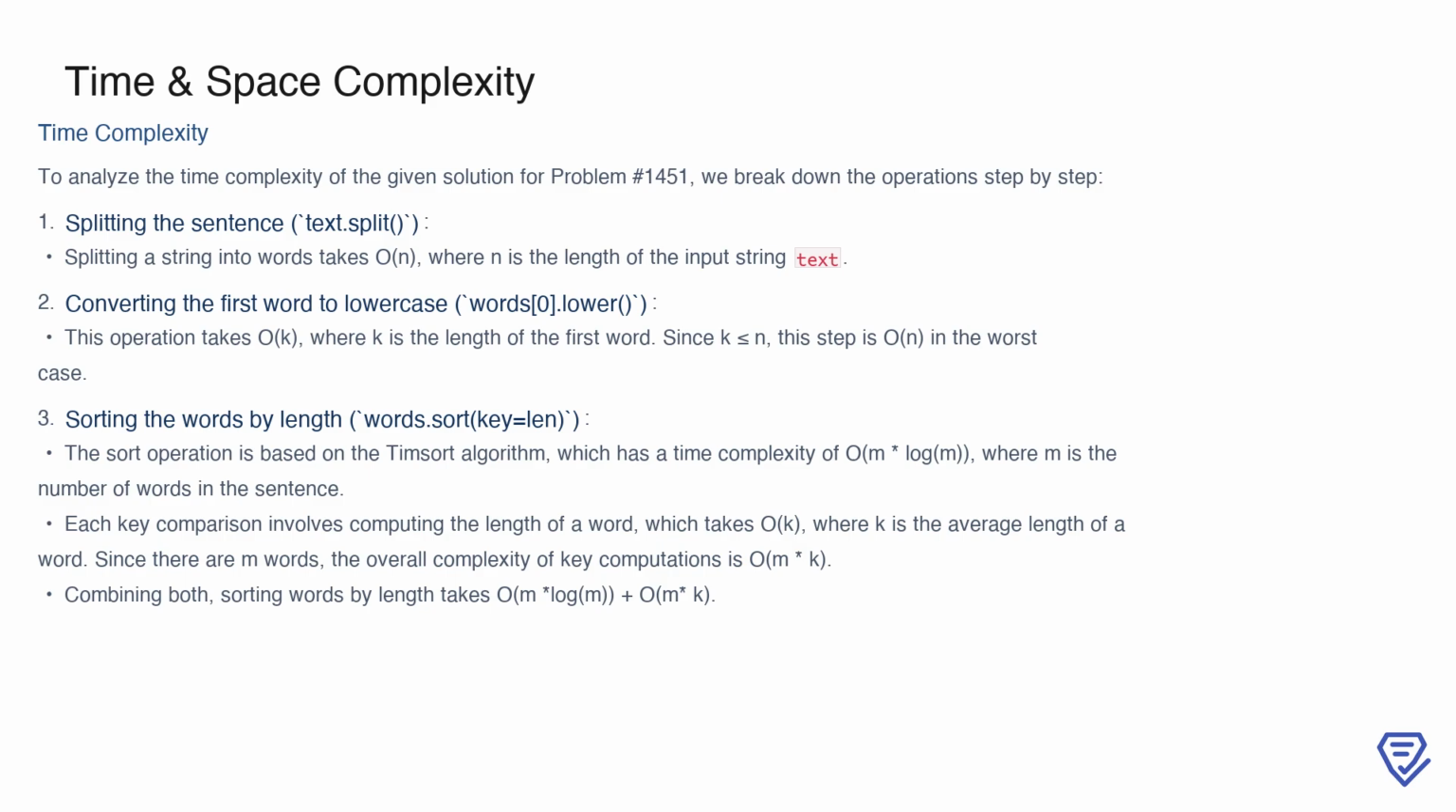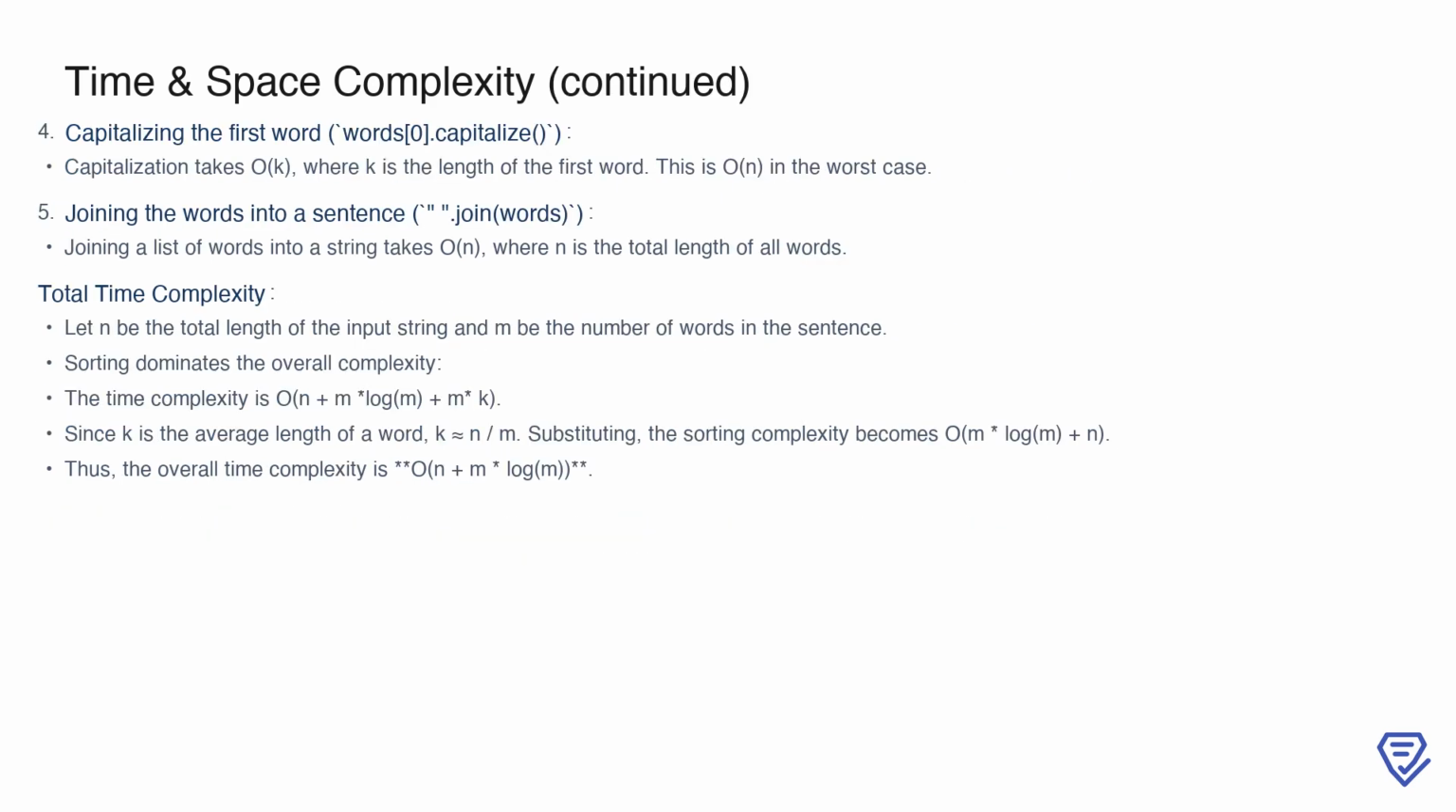Capitalizing the first word using words[0].capitalize() is another important step. This operation, which modifies only the first word, takes O(k), where k is the length of the first word. Again, in the worst case, this is O(n). After capitalizing, we join all the words back into a single sentence using .join(words). Joining the words requires traversing the total length of all words combined, which takes O(n) time.